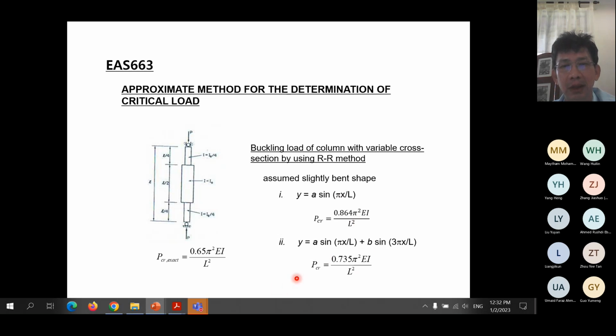And you can expect, if you add one more term here, A sine pi x over L plus B sine 3 pi x over L plus C sine 5 pi x over L, this one is expected to be lower than the previous one. If you add one more term, it will be lower than this, but it will still be higher than this.